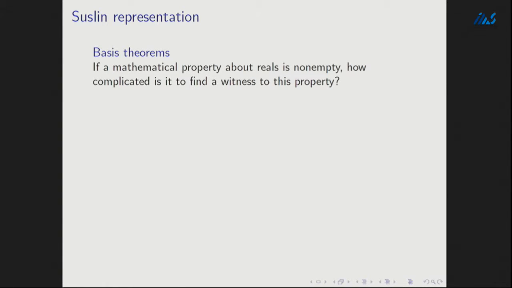So let's see. A good test question about the effectiveness of the tree representation is, you can think of it in pure mathematical terms: if there is a set of reals which is non-empty and has a certain property, then it must have a member with that property. So let me say again: if there is a real number with a certain property, then there must be a real number with a minimum complexity. So in particular, every non-empty sigma 1,1 set contains a real which is recursive in Kleene's O, which says that if there is a real number with a certain sigma 1,1 property, then you can find a witness whose complexity is bounded by Kleene's O.